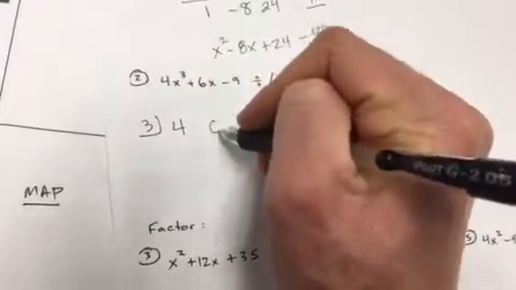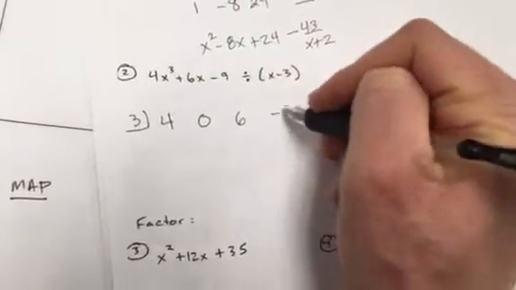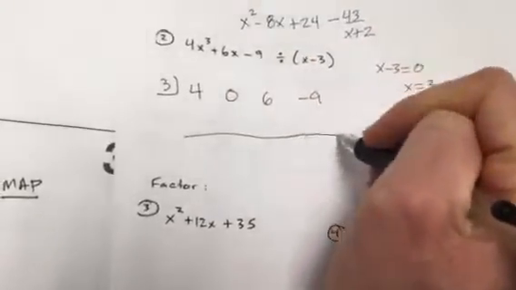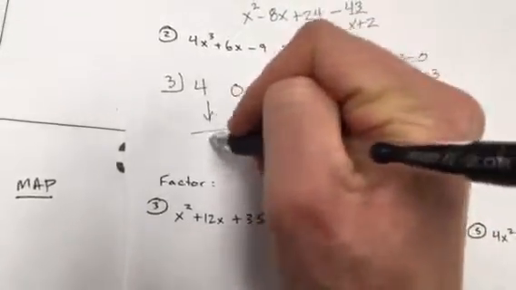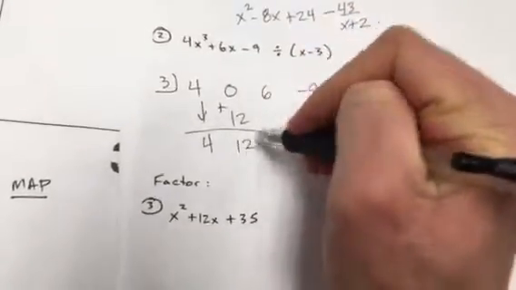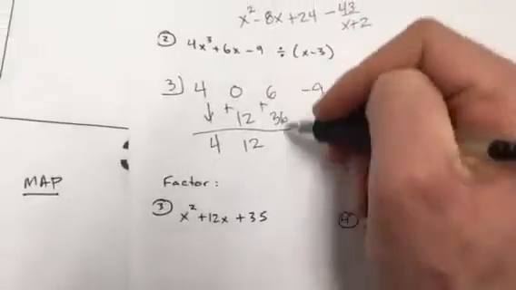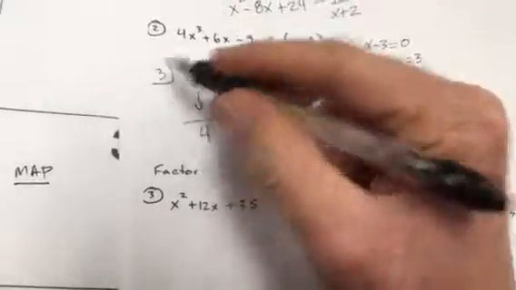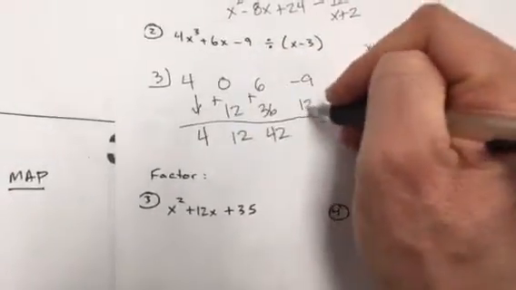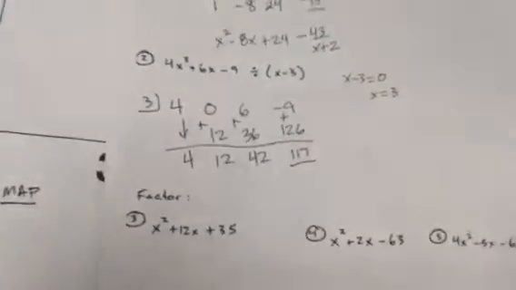4x to the third, 0x squared. If you skip a term, you've got to put a 0. 6 for x, negative 9 for your constant. Bring the 4 down. 3 times 4 is 12. Add these together, 12. 3 times 12 is 36. Add them together, 42. 3 times 42 gives you 126. Add them together, 117 is your remainder.